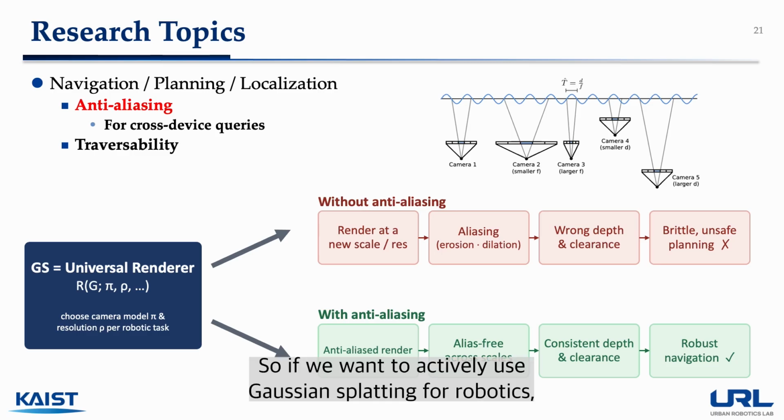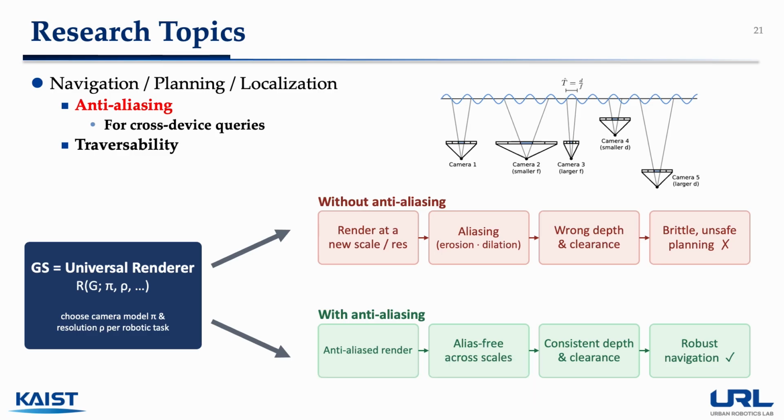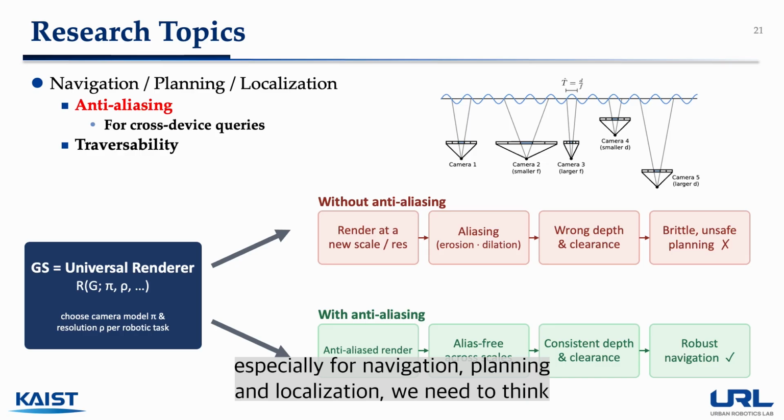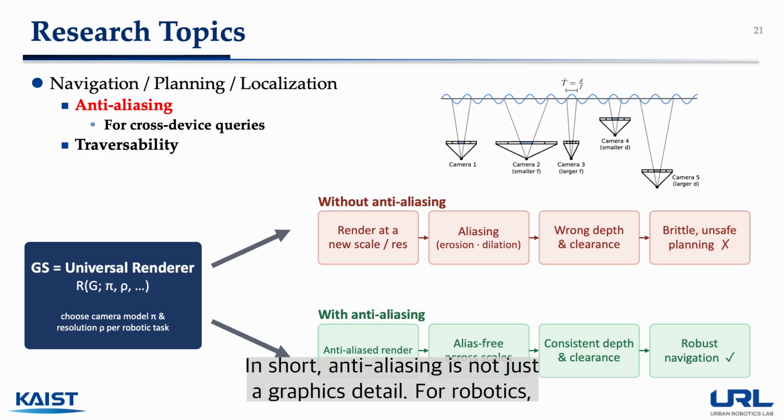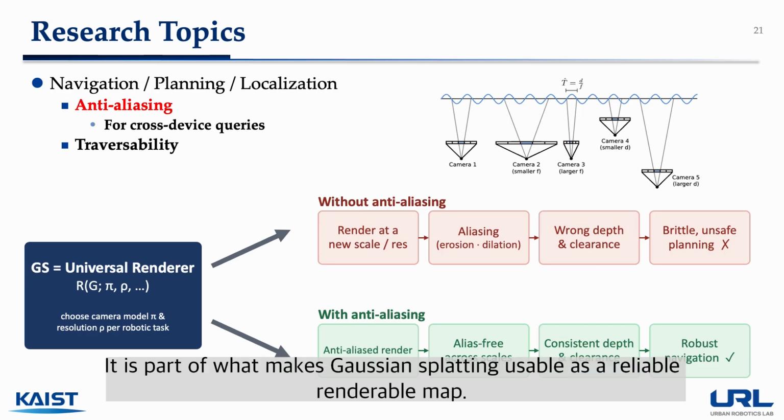So if we want to actively use Gaussian splatting for robotics, especially for navigation, planning, and localization, we need to think seriously about rendering quality under different query conditions. In short, anti-aliasing is not just a graphics detail. For robotics, it is part of what makes Gaussian splatting usable as a reliable renderable map.